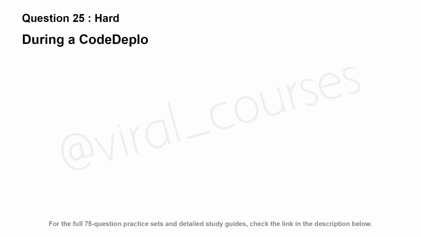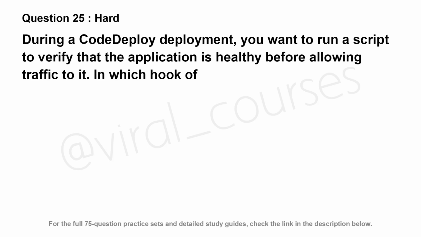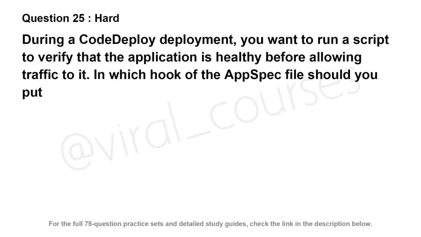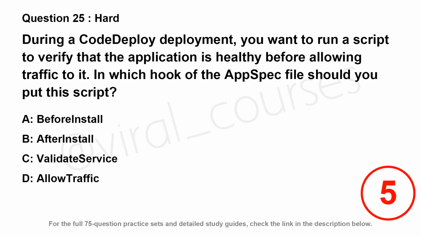During a code deployment, you want to run a script to verify that the application is healthy before allowing traffic to it. In which hook of the AppSpec file should you put this script? Option A, BeforeInstall. Option B, AfterInstall. Option C, ValidateService. Option D, AllowTraffic.